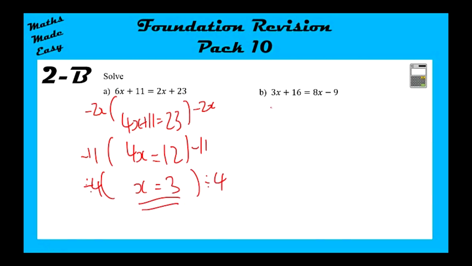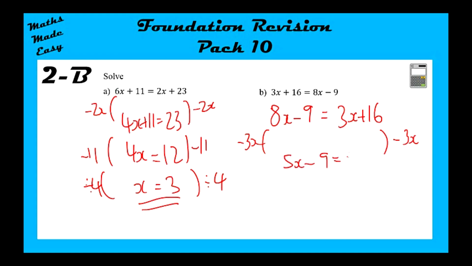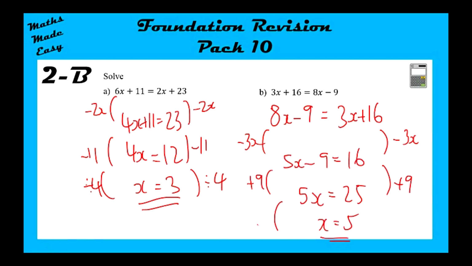This one again, write it the other way around, so we get more x's on the left, so take that 8x, subtract 9 and write it first, and then take the 3x plus 16 and write that second. Then carry on as normal, so we'll take 3x from both sides. On this side you're left with 5x subtract 9, this side 16, plus 9 to both sides, so we're left with 5x equals 25, and then x equals 5 when you divide by 5 on both sides.